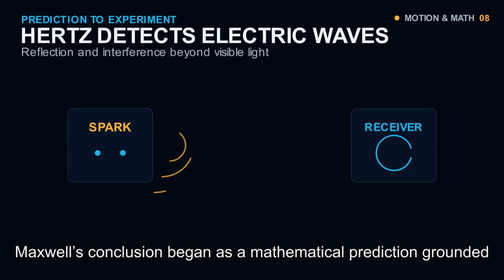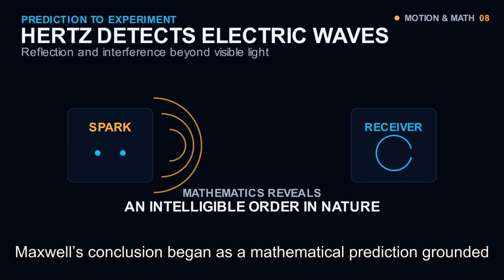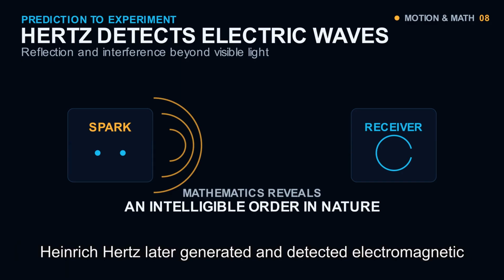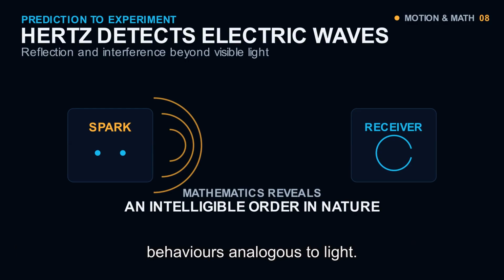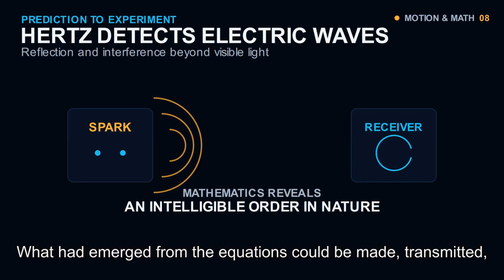Maxwell's conclusion began as a mathematical prediction grounded in experiment. Heinrich Hertz later generated and detected electromagnetic waves in the laboratory, showing reflection and interference behaviors analogous to light. What had emerged from the equations could be made, transmitted, and received.